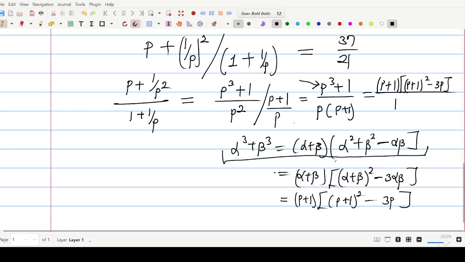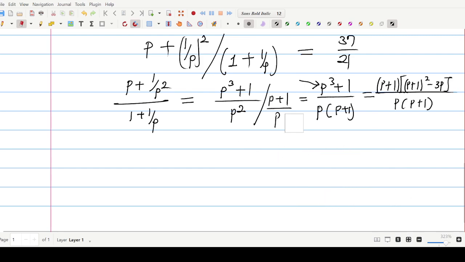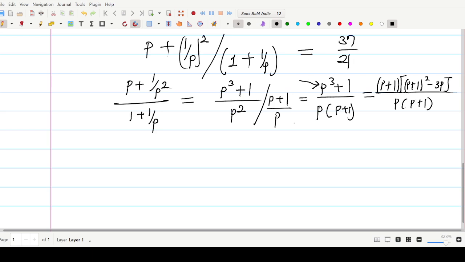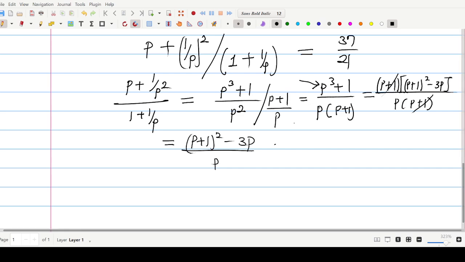Can you see that? I want to erase my verification from these points for clarity reasons. So I'm removing this now. You can see that this p plus 1 will cancel out this p plus 1. So I'm left with p plus 1 to the power 2 minus 3p over p equals 37 over 21. From here, we are good to go. On multiplying, we have 21 multiplied by p plus 1 to the power 2 minus 3p equal to 37p.